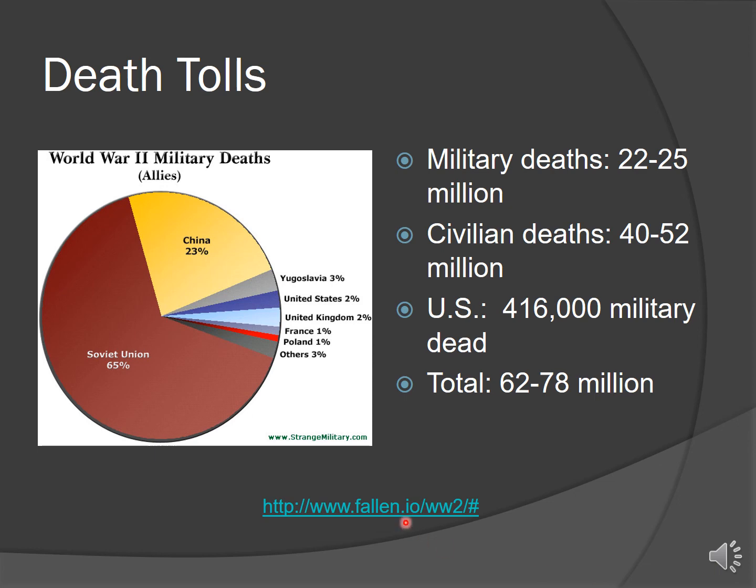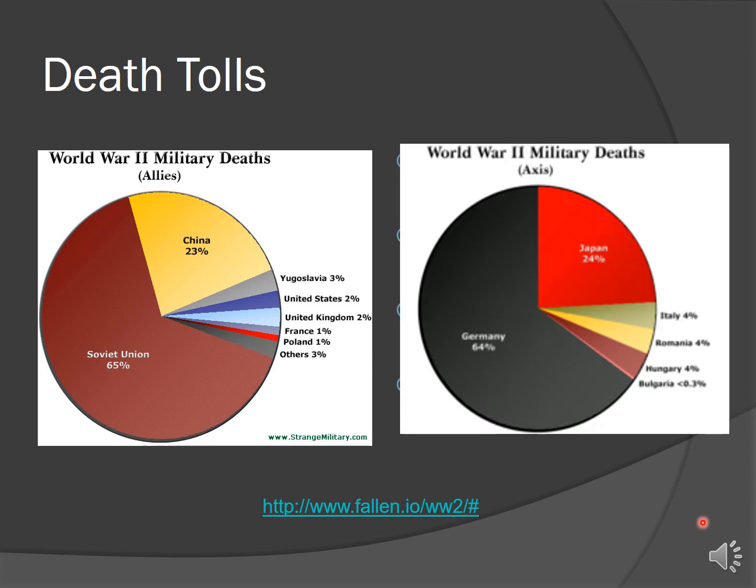So here we have military deaths in the Allies. You'll notice that the vast majority of the military deaths in World War II were from the Soviet Union. And you can see here also a huge percentage from China. The United States at just 2%, but still that was a very significant number considering the numbers that we're talking about here. If we look at the Axis powers, Germany and Japan, of course, with the most deaths in World War II.